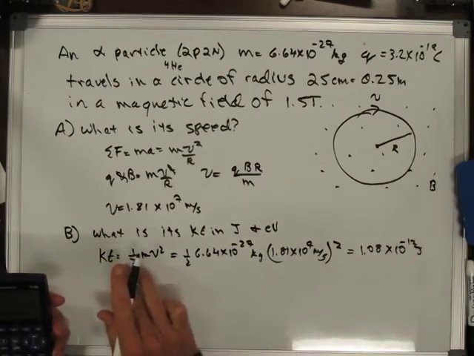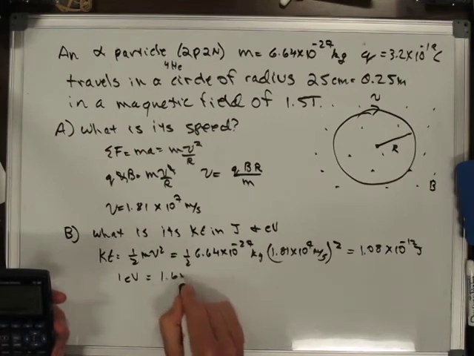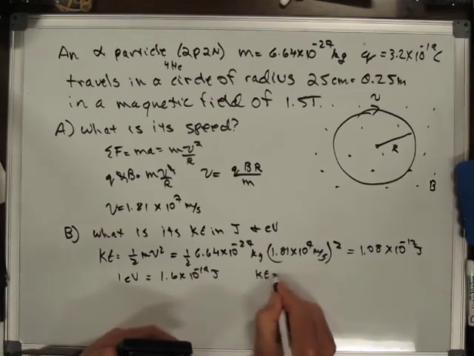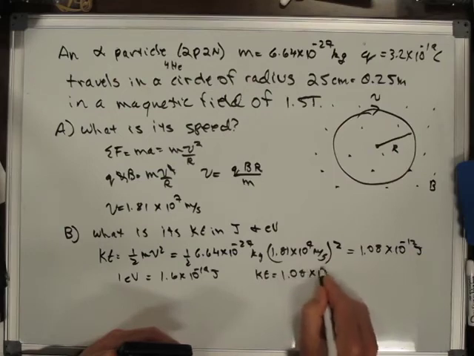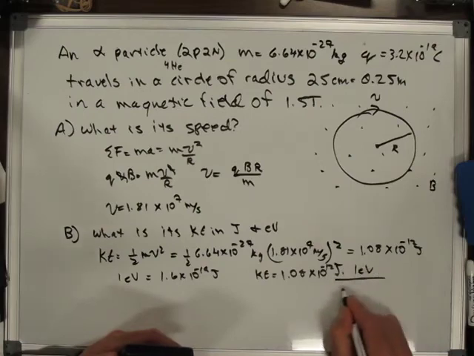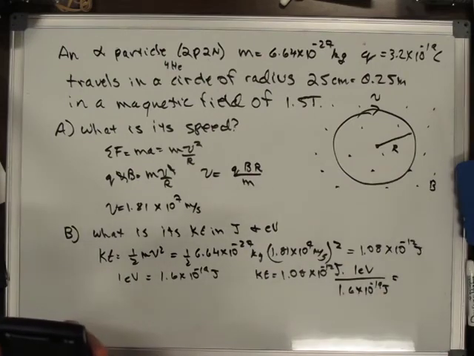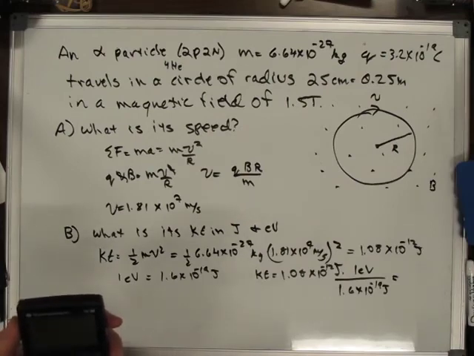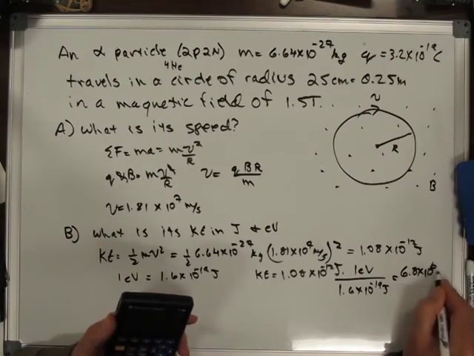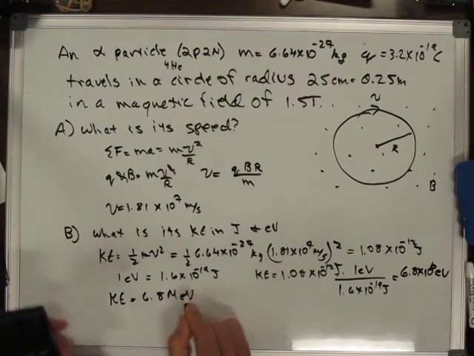1 electron volt is equal to 1.6 times 10 to the minus 19th joules, and so I can say the kinetic energy is equal to 1.08 times 10 to the minus 12th joules times 1 eV over 1.6 times 10 to the minus 19th joules, which is 6.8 times 10 to the 6th electron volts, and so the kinetic energy is 6.8 million electron volts. We write it that way.